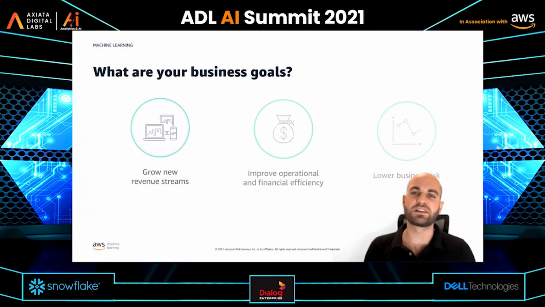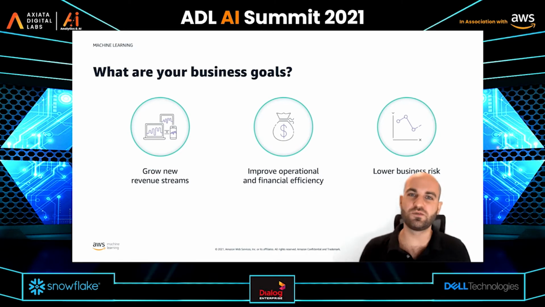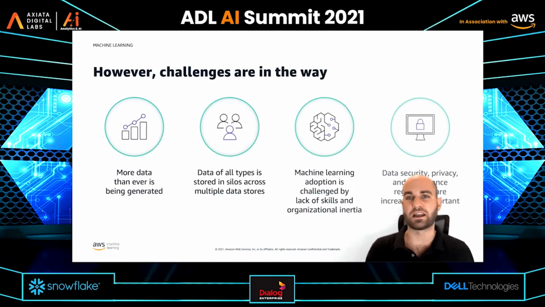Now, the first thing that I always like to look at is, why do we do certain things in the technology space? Well, we do it to achieve a variety of different business goals. And that's really what we always want to work backwards from. So that can be, I want to grow new revenue streams for my company, maybe improve my operations, have better operational efficiencies, and with that potentially have cost savings. And of course, generally, I also want to look at how can I lower my business risk. And all of these things can be achieved with the help of data and of course with machine learning.